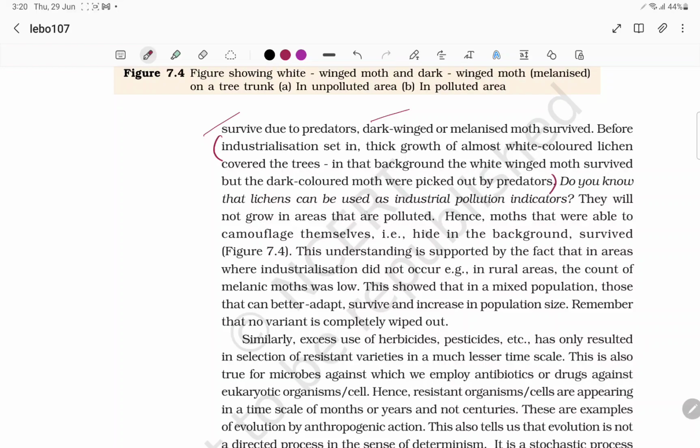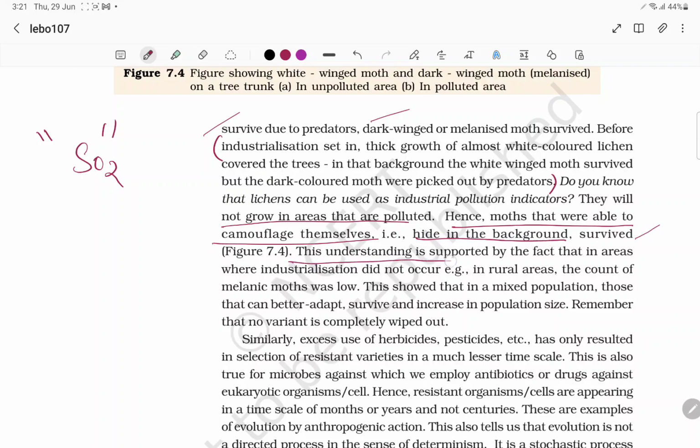Do you know lichens can be used as indicators of industrial pollution? They are very sensitive to SO2, because if SO2 is high, lichens will not survive. If there are more industries, the lichens will not survive, so they will not grow in polluted areas. Hence the black winged moths can camouflage against the background of the polluted smoke, so white winged moths can be located very easily by predators. That's how their population decreased. They can hide in the background, and the black winged ones survived.